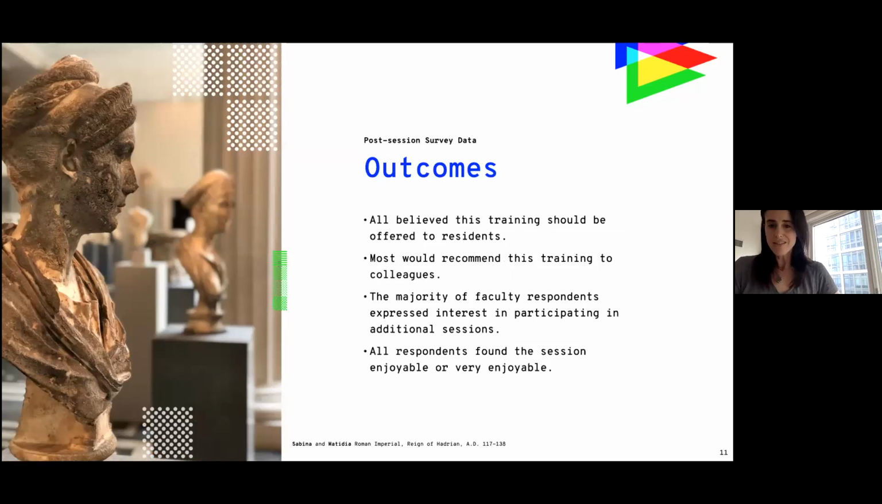After the session, they across the board said every resident should get this training. Most would recommend their colleagues also get the training. Most wanted to continue doing more of this training, and all enjoyed it. But how could they not? We were at the Met for 2 hours, and then went out for a glass of wine and discussed it. So I don't know who wouldn't enjoy that.